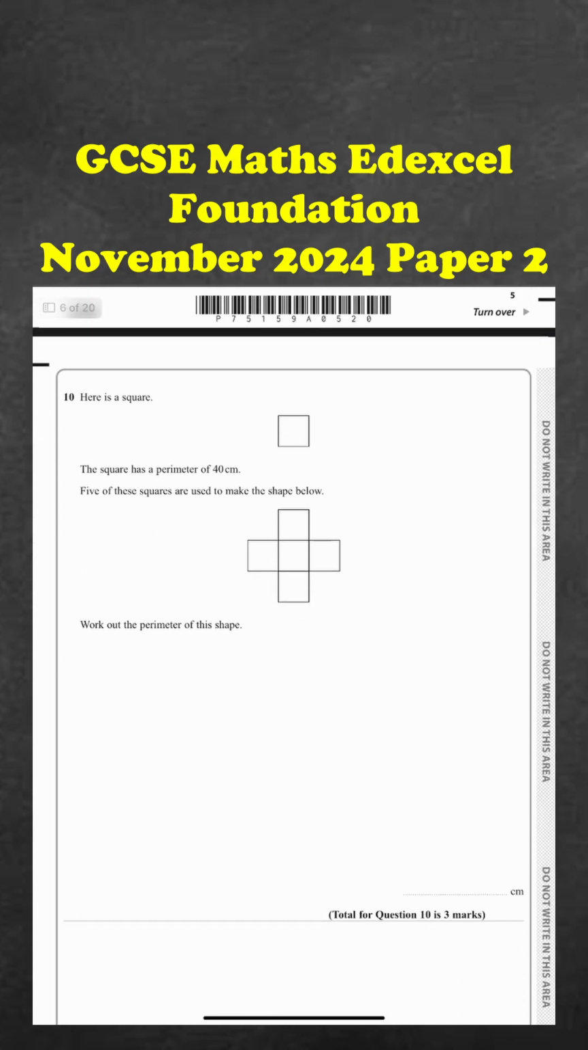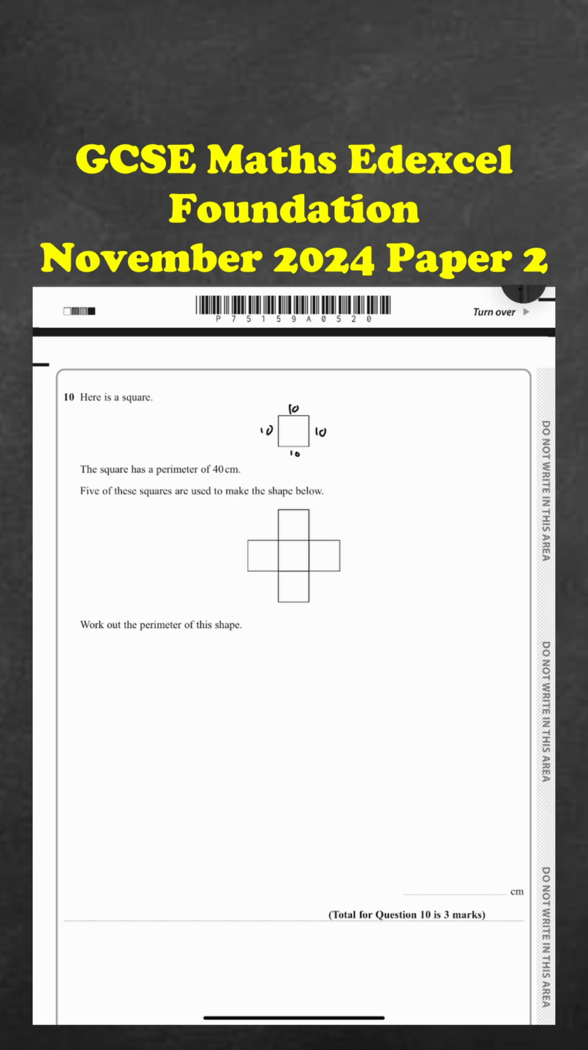Question 10. Here is a square. The square has a perimeter of 40. 5 of these squares are used to make the shape below. Work out the perimeter of the shape. Well, if the perimeter is 40, that means each of these side lengths are 10 because it's a square.